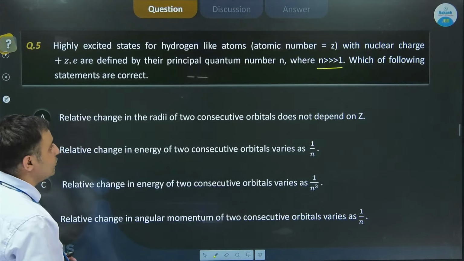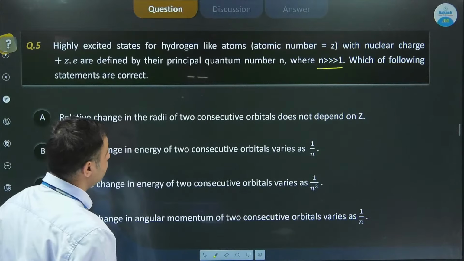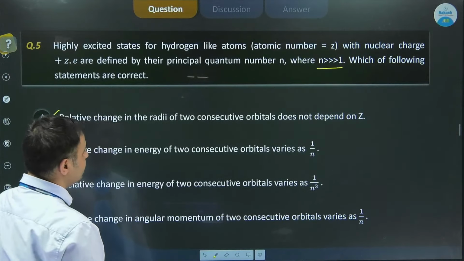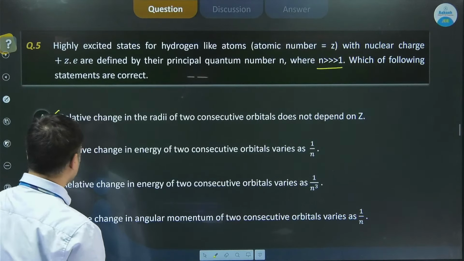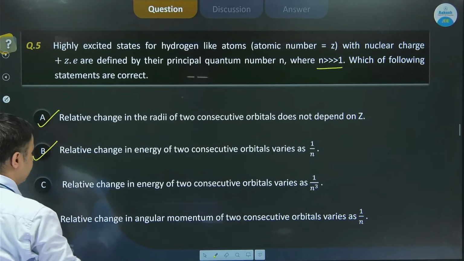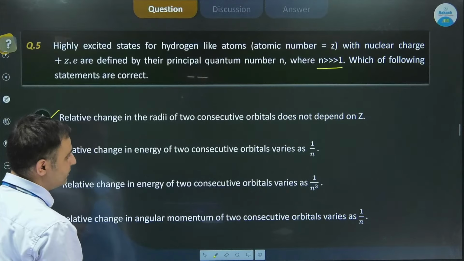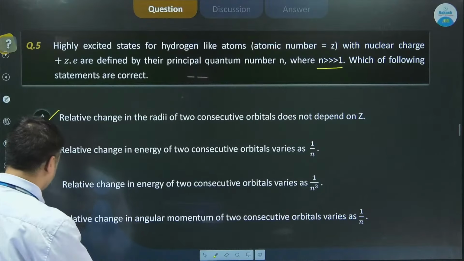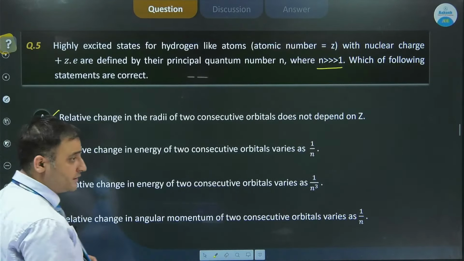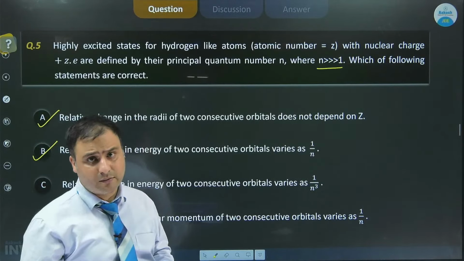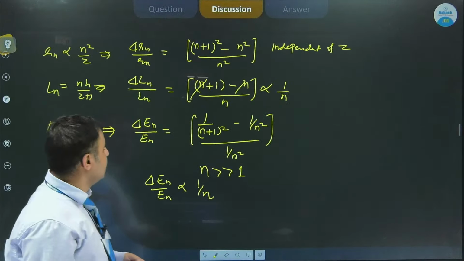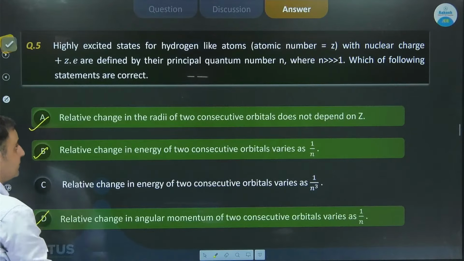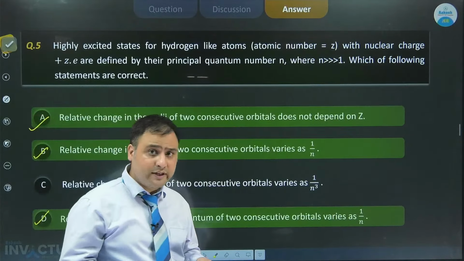Relative change in the radii of two consecutive orbital does not depend on z. This is the correct statement. Relative change in energy of two consecutive orbitals varies as 1 by n. This is the correct statement. Relative change in angular momentum varies as 1 by n. This is correct statement. So A, B, D should be the correct answer. Now let's check the answer. So A, B and D are the correct answer. Now let's move on to the next question.